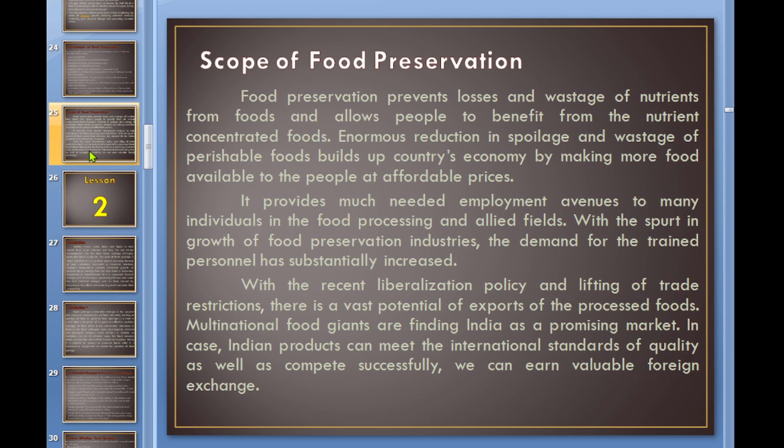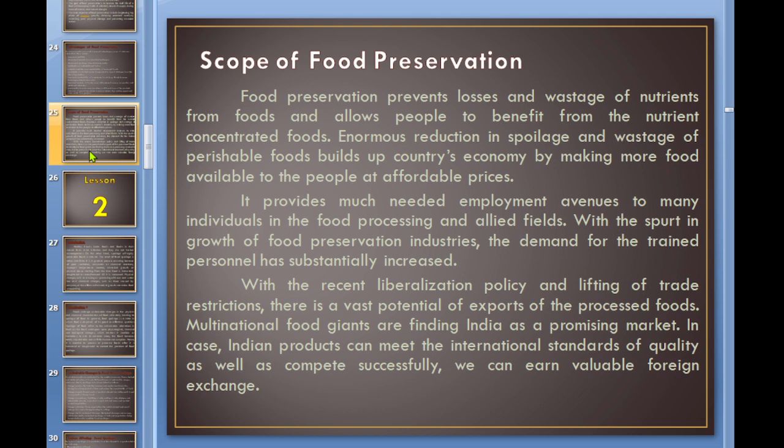So, scope of food preservation. What are the scope of food preservation? Asa man kutob si food preservation? Food preservation prevents losses and wastage of nutrients from food and allows people to benefit from the nutrient concentrated foods. So, enormous reduction of spoilage and wastage of perishable food builds up countries' economy by making more food available to people at affordable prices.